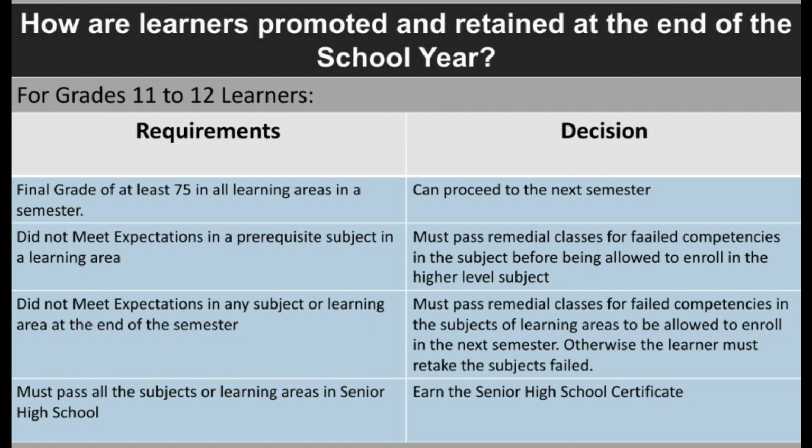The third one is if the learners did not meet expectations in any subject or learning area at the end of the semester, the decision is the learners must pass all the remedial classes for failed competencies in the subjects or learning areas to be allowed to enroll in the next semester. Otherwise, the learner must retake the failed subjects.